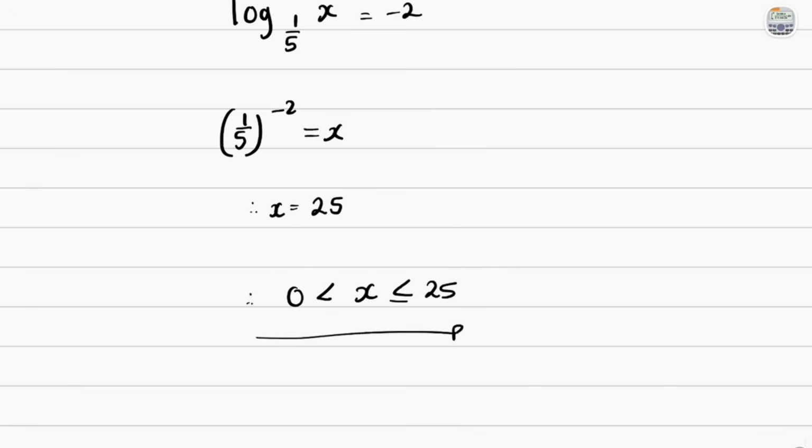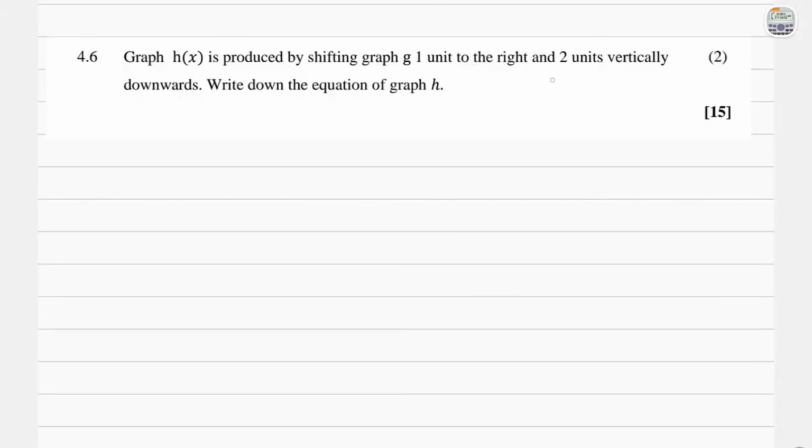Moving on to the next question. Question 4.6 says, graph H is produced by shifting graph G 1 unit to the right, and 2 units vertically downwards. Determine the equation of graph H.